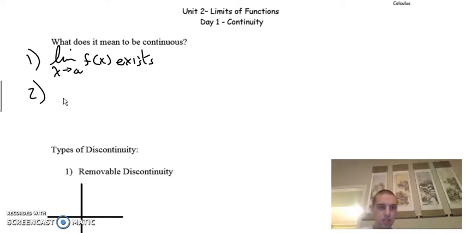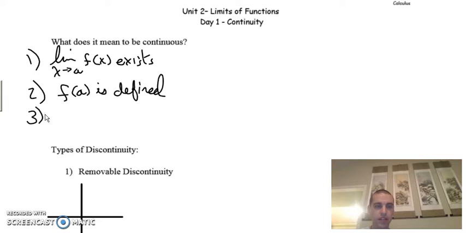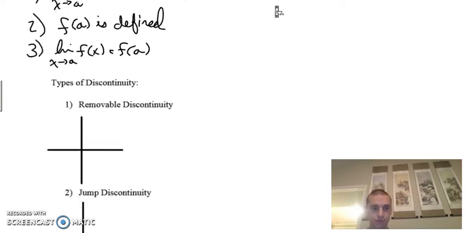The next part is that it has to be defined at that value. So the limit may exist, but it also has to be defined at that value. The last thing is, if the limit exists and it's defined, those two better be equal, or else you've got a hole. So we know that the limit as x approaches a of f of x equals f of a. And so those are the three things that must happen for it to be continuous, and you're going to need to prove that to make sure it's continuous.